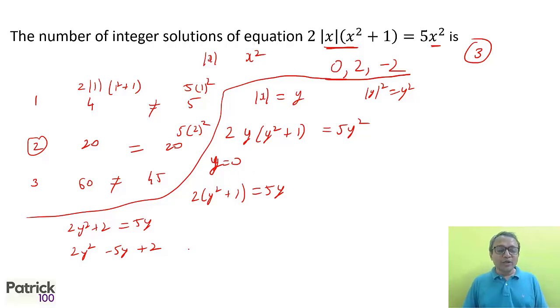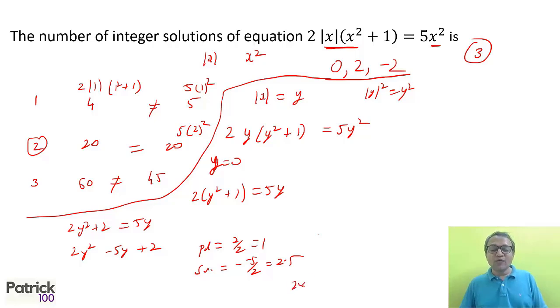Now find the roots of the equation. If you look at integer values that satisfy: product of the roots is 2 upon 2, which is 1. Sum of the roots is minus of minus 5 upon 2, which is 2.5. So what satisfies is 2 and half. 2 into half is 1 and 2 plus half is 2.5. We want an integer solution, so y equals 2 will satisfy.